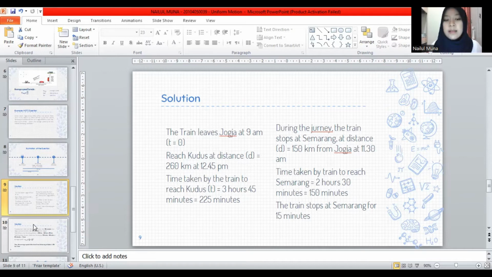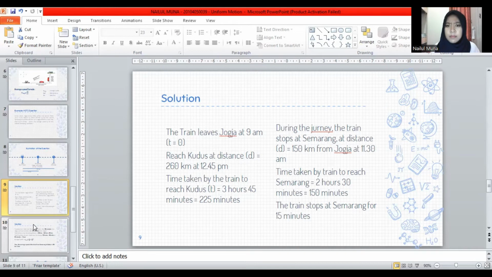First point, the train leaves Jogja at 9 a.m. So the T or time is 0. And then the train reaches Kudus at distance 260 kilometers at 12:45 p.m. So the time taken by the train to reach Kudus, or the T or time, is 3 hours and 45 minutes. And we have to change it into minutes.